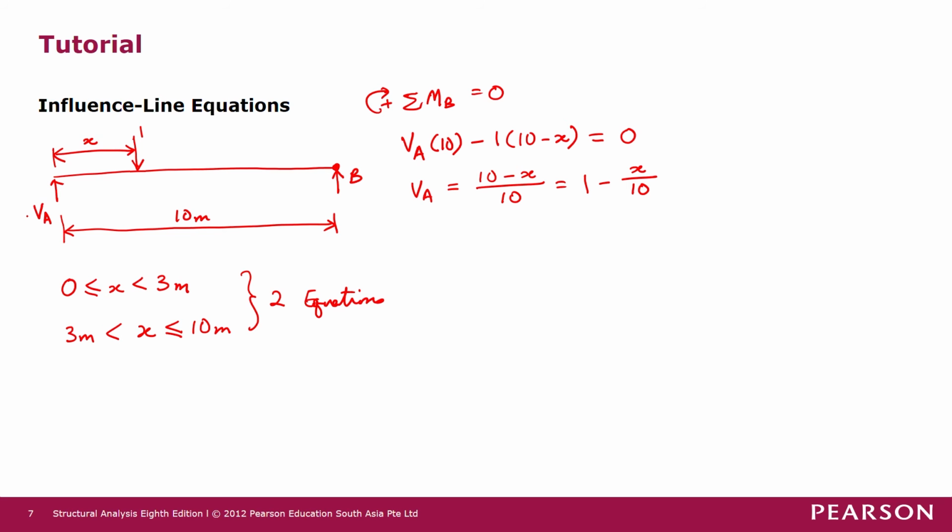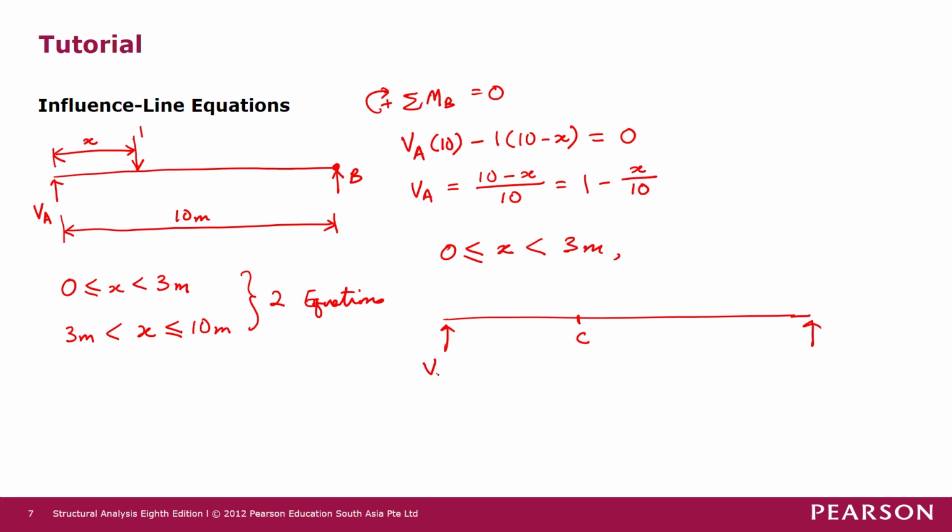So in this case, we can write two equations, for 0 to 3 meter and from 3 meter to 10 meter. First we write the equation for x equals 0 to 3 meter. So in this case, x is less than 3 meters, meaning that point C is here.